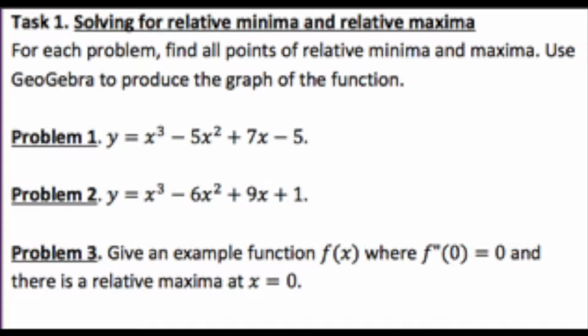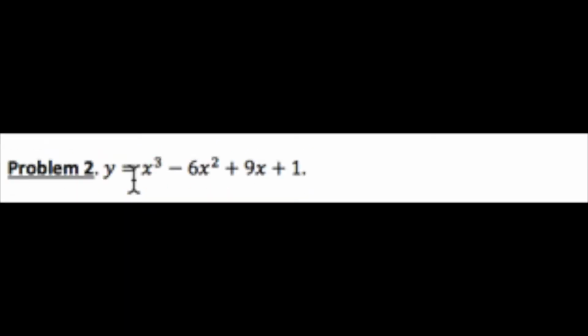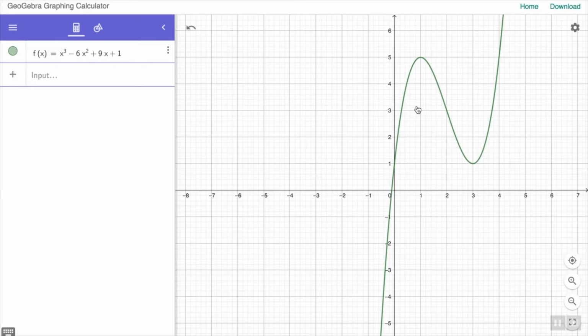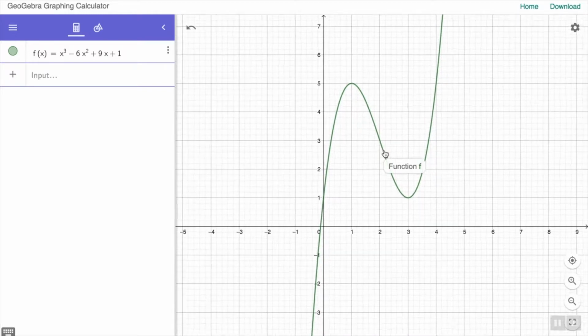As you can see here, the question given is you have to find all the points of the relative minima and maxima, and then I have to use GeoGebra to produce the graph of the function. Let's confirm the result and give you a better view of the problem. So this is the question right here: y equals x cubed minus 6x squared plus 9x plus 1. If I plot the graph, it will look something like this.